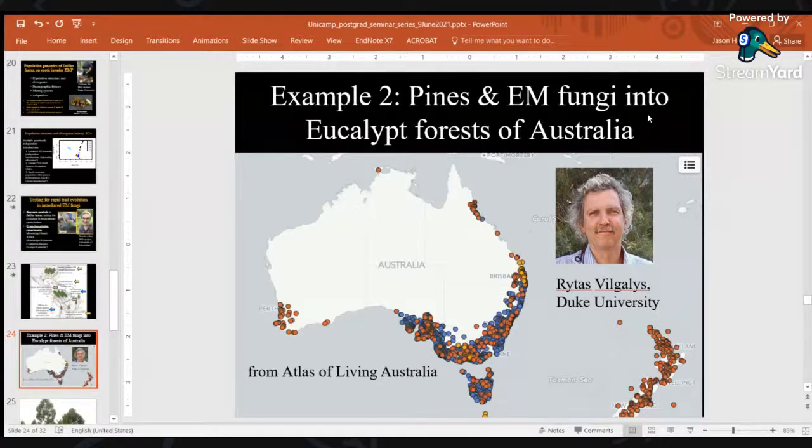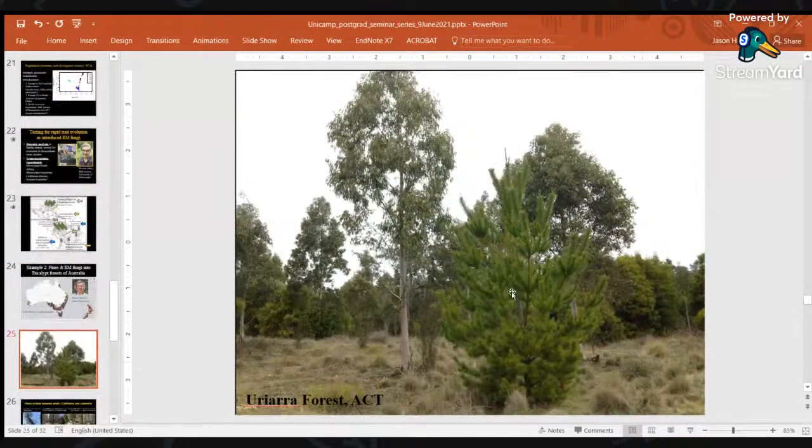So here on this map is shown occurrences of pines in Australia and New Zealand. And you can see that they're extensive, especially in southeastern Australia, but also in Western Australia, in the Northeast, and across New Zealand. Here's an image from one site where Pinus radiata is mixing in with native eucalyptus.